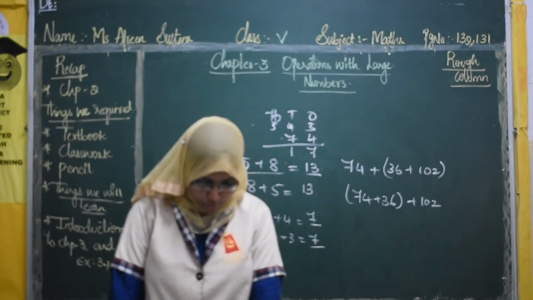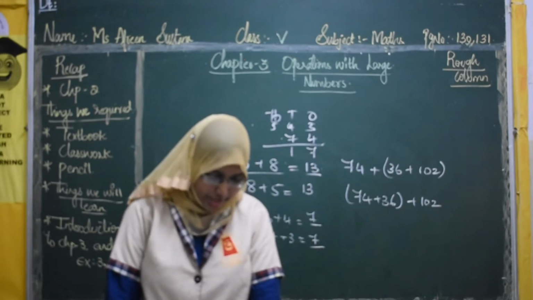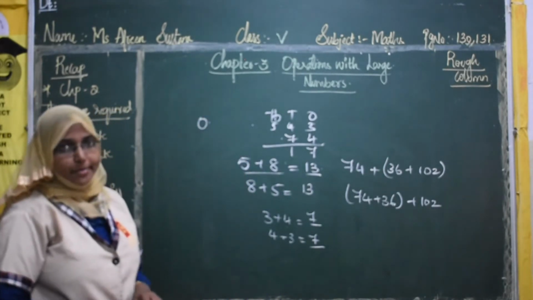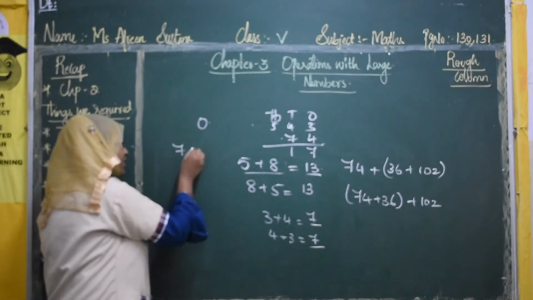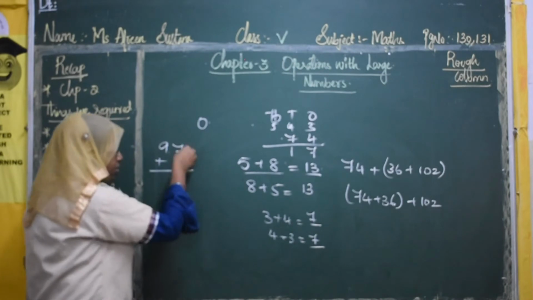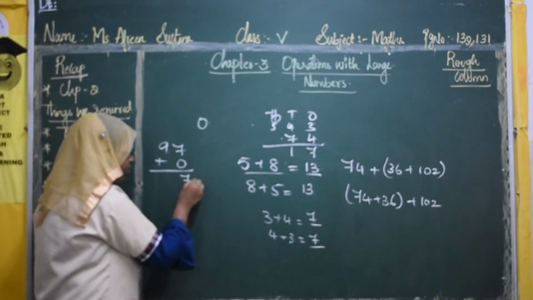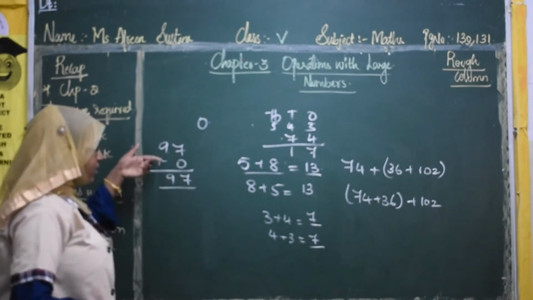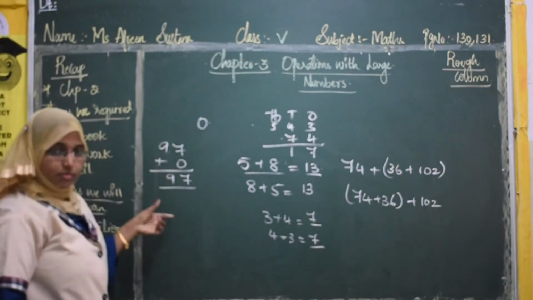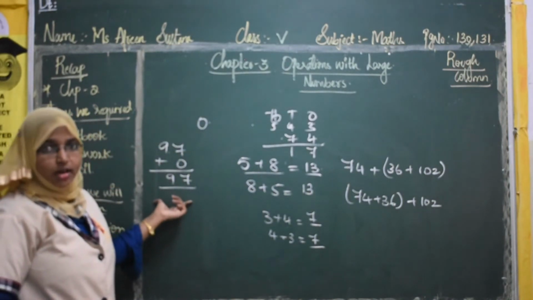Let us move to the next, third property. If we add 0 to a number, the sum will be the number itself. So if you add 0 to any number, the number will be the same. Right? 97 plus 0. 7 plus 0 is 7, so 97. See what they are saying? When you add 0 to any number, the result will be the same. The sum is the same number you started with.